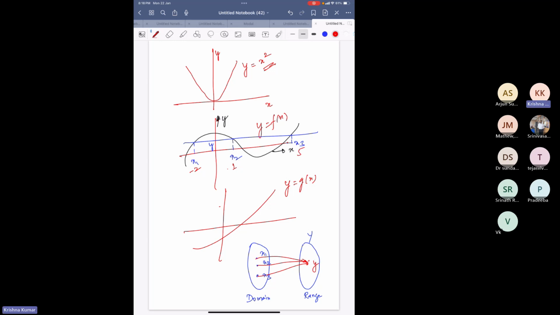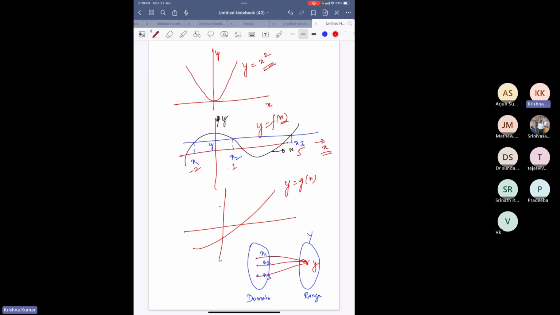Sometimes I will call x1, x2, x3 a variable itself. Sometimes I would say that a specific value of x is x1, a specific value of x is x2, a specific value of x is x3. That distinction comes from the particular application. Now I'm talking about a function between x and y.